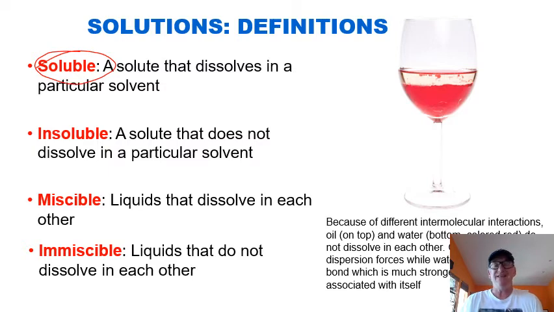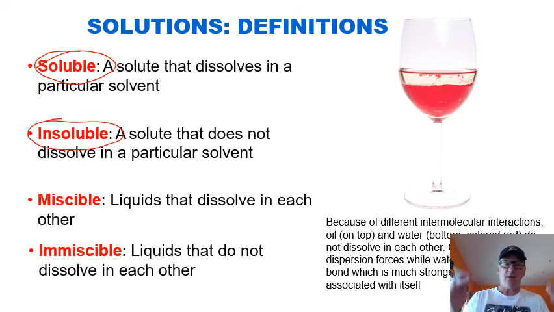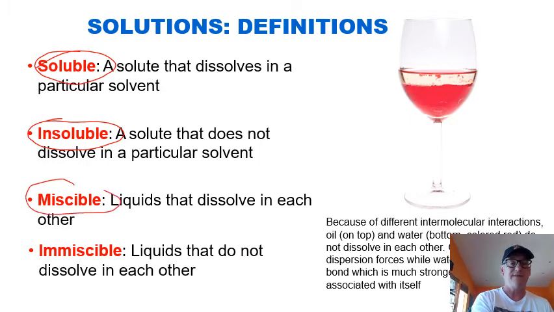Now, something that's insoluble is something that does not dissolve. As I mentioned before, like sugar does not dissolve in hexane or octane, and neither does salt. And oil does not dissolve in water. We would say that they're insoluble. Now, two liquids that dissolve in each other, we say that they're miscible. So that is a special word we use strictly for liquids.